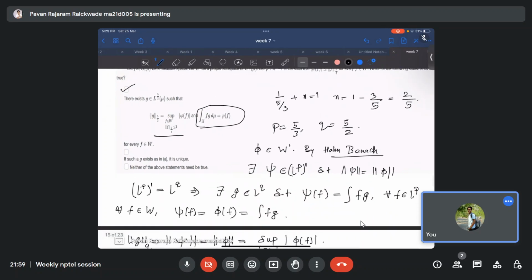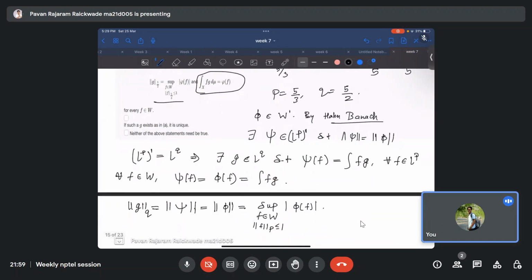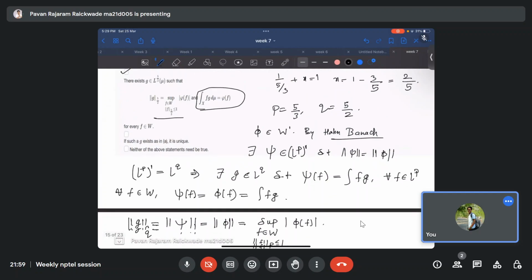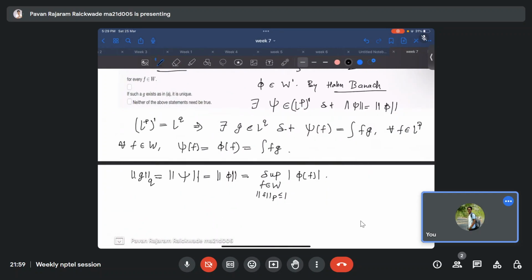So option 1. The second thing is interesting: if such a g exists, then it is unique. The observation here is that the space L^p is strictly convex. You should immediately recall that in a strictly convex space, any closed and convex subset has an element of least norm. That we know.